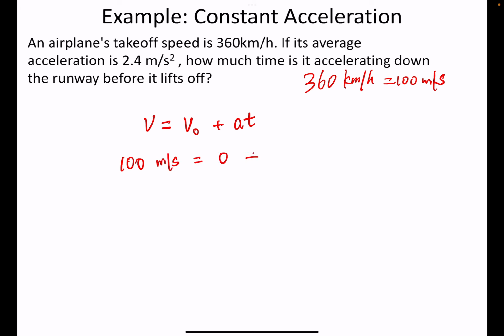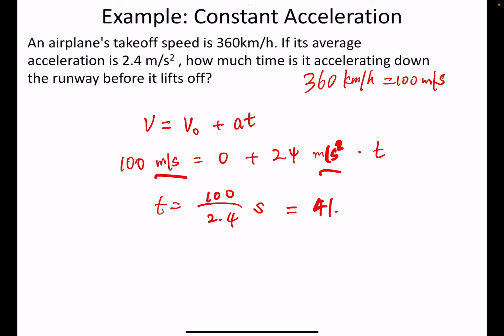Initial velocity 0, acceleration 2.4 meters per second squared, and t. So t is 100 divided by 2.4. If you check the unit, seconds, it works out. And the final answer would be, let's see, 41.67 seconds. That's how long it takes.